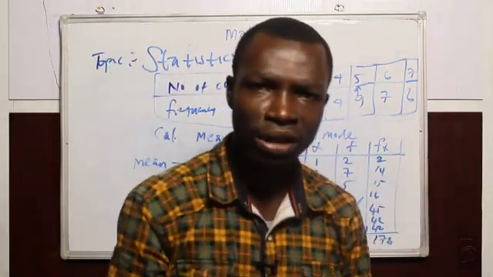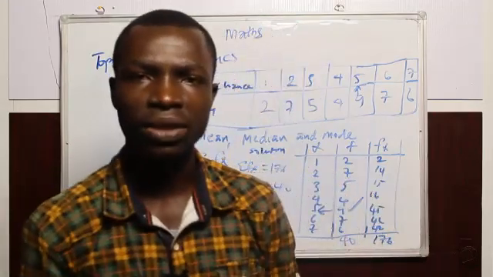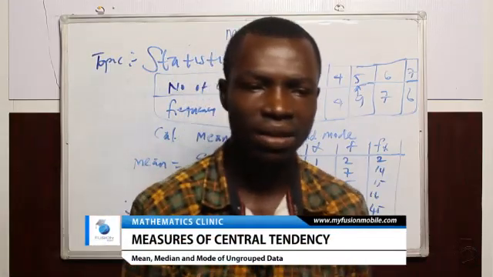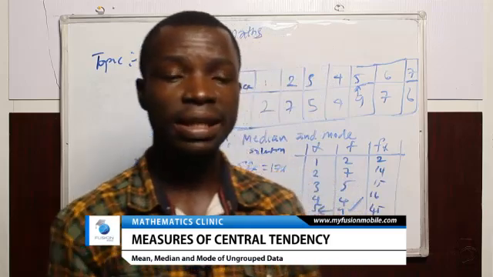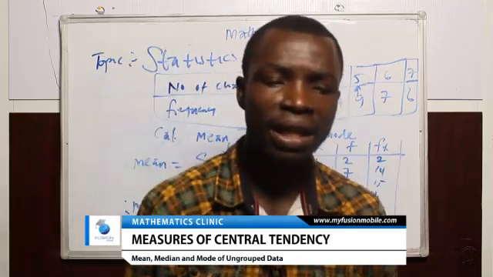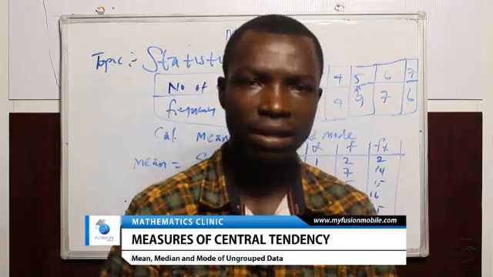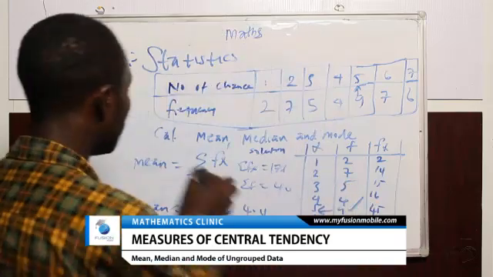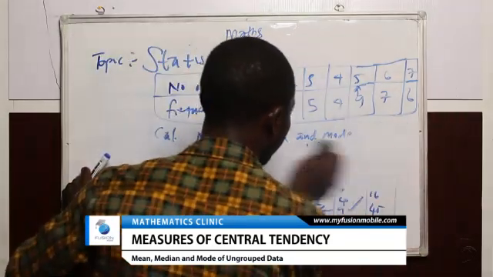Now, the question before us has not yet been concluded. We have to find the median, that is the middle number. How do we find the middle number in this kind of question? Now, the middle number, which is called the median.